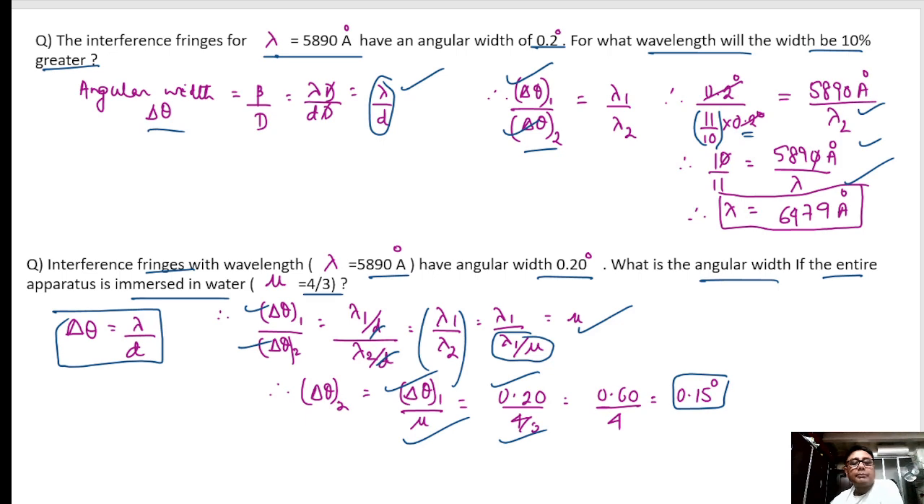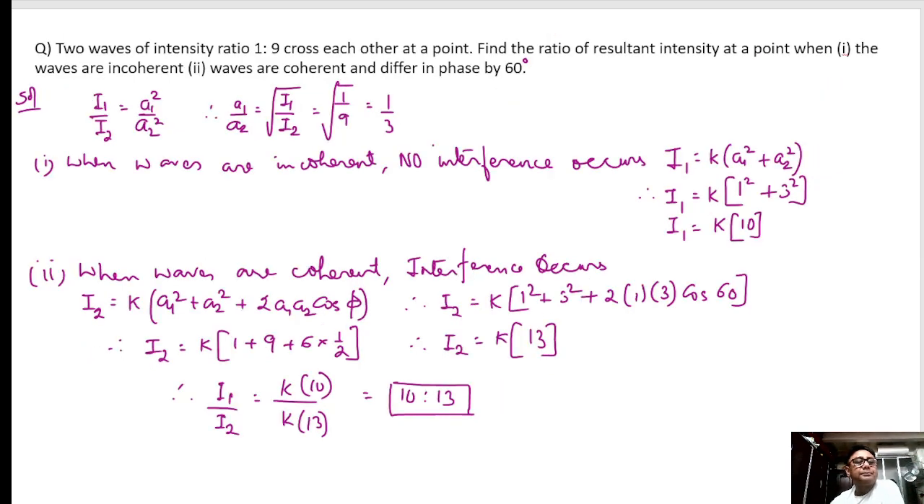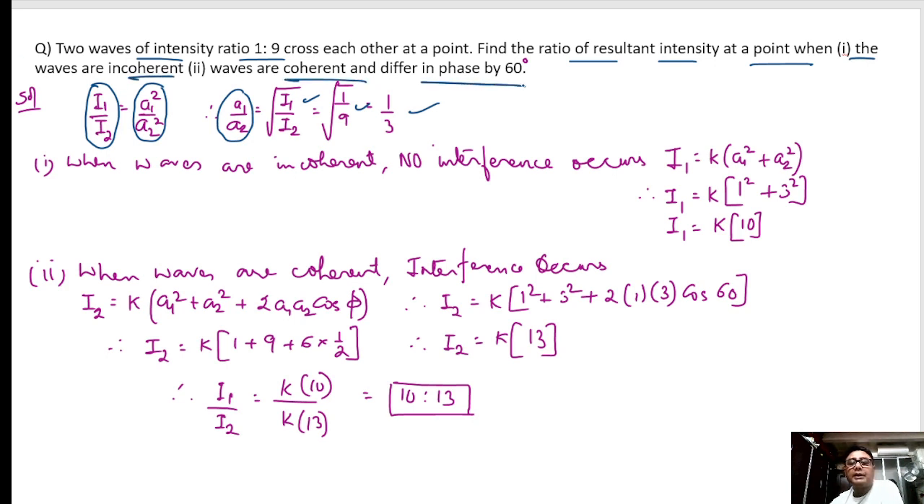Okay, so let's see the next sum. Two waves of intensity ratio given to us. Intensity is the square of the amplitudes. So if the intensity is known, then the amplitude will be this. Now they are telling us to find the ratio of the resultant intensity at a point when the waves are incoherent and when the waves are coherent and differ by a phase of 60 degrees.